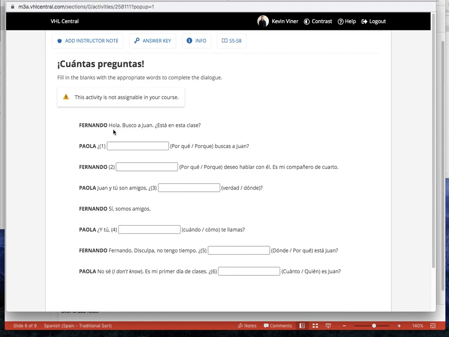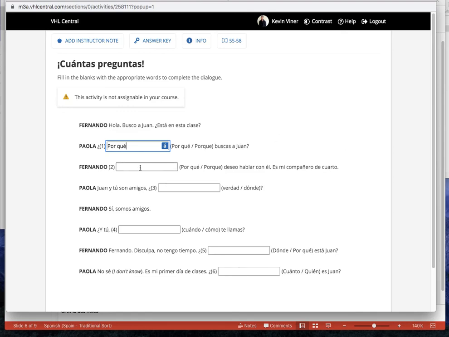Okay, so Fernando dice, hola, busco a Juan. ¿Está en esta clase? Paula responds with a question. Blank, buscas a Juan. So would it be por qué or porque? Pause. And of course it would be the separate one because that's the interrogative word. This is how you put the accent in on the E. Right? So, ¿por qué buscas a Juan? So Paula wants to know why Fernando is looking for Juan.